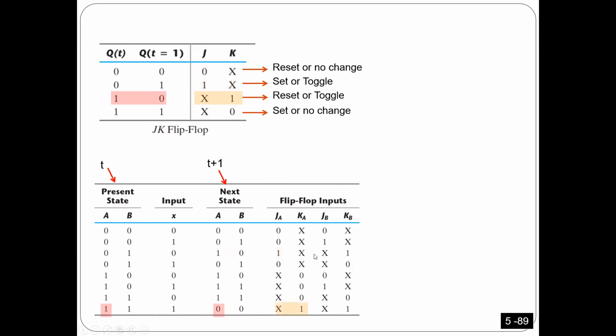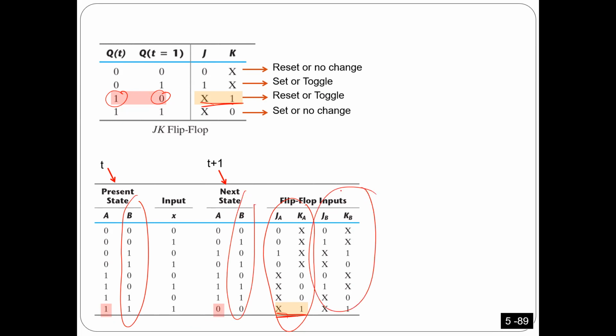I have to continue this way. For example, the last one: if I am 1 and next time it is 0, if you go to the table, if you are 1 and go to 0, that means it has to be X1. So now I finished JK for flip-flop A. Then I'm going to repeat the same thing again, but this time I'm going to work on B, JB and KB. Is that okay? I'm going to repeat it again.